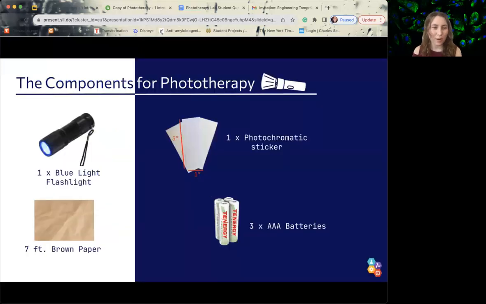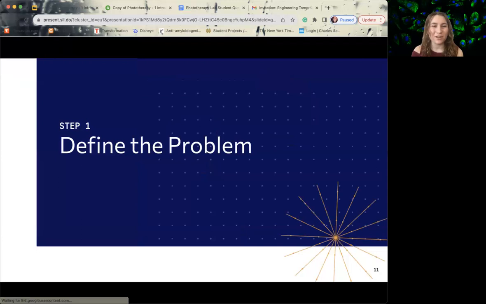Your weapons for this lab are a blue light flashlight, a photochromatic sticker, some brown paper, and some good old AAA batteries to accomplish this task. But before we get into that, we're going to go through the engineering design process for the lab and get a sense of stepping through it for Grover's disease.